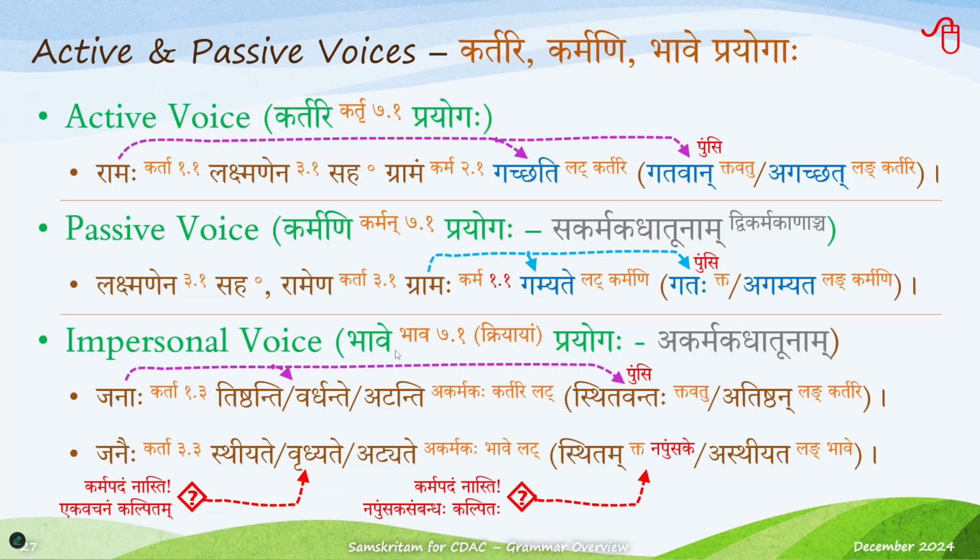So these dhatus of that nature, which are self-propelled with self-destiny, like sleeping, getting up, sitting, or aimless running. These kind of things are akarmakas. They don't have a karma pada associated with them. They don't have an object. So object being absent, what is then the passive voice? It is called impersonal voice. Okay, absent the object. So bhave prayoga.